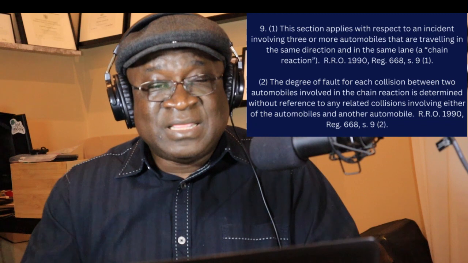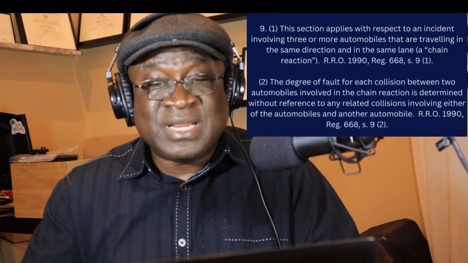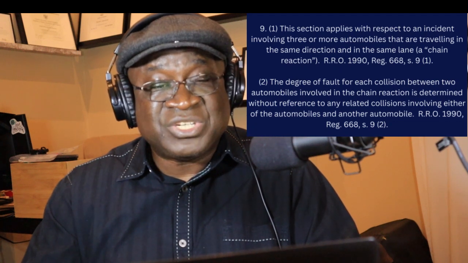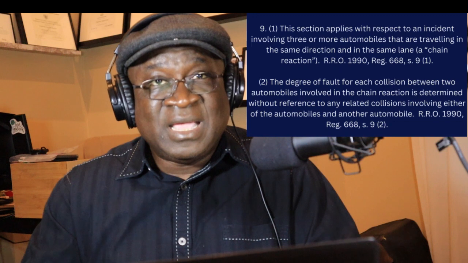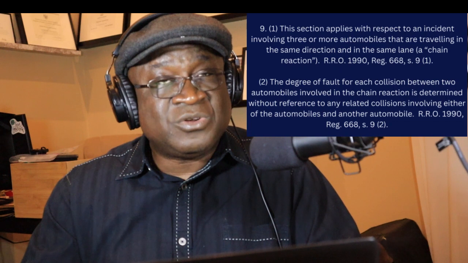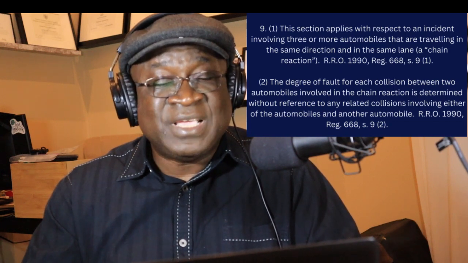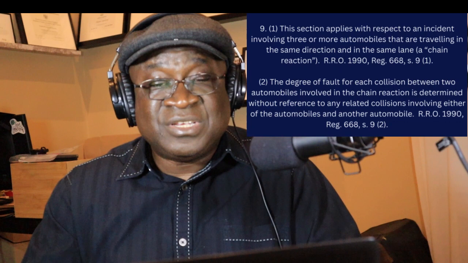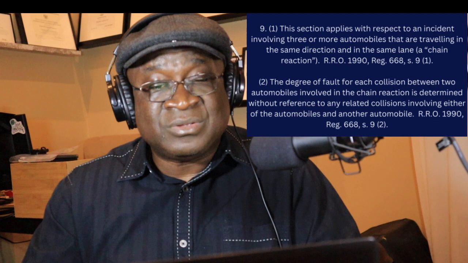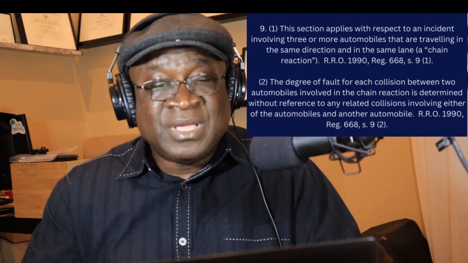So rule 9 or section 9 deals with this type of scenario, and it says that this section applies with respect to an incident involving 3 or more automobiles that are traveling in the same direction and in the same lane, and in reference it's called a chain reaction. The degree of fault for each collision between 2 automobiles involved in the chain reaction is determined without reference to any related collisions involving either of the automobiles and another automobile.